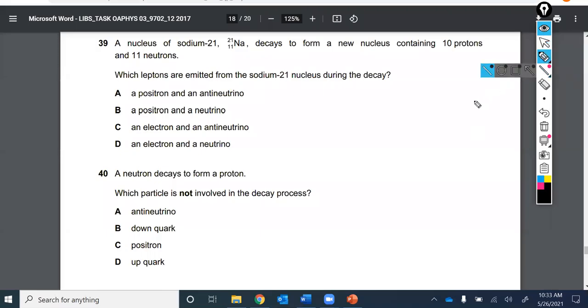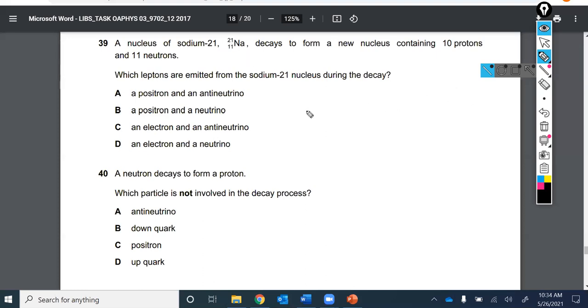All right, in these worked examples, we'll be looking at questions 39 and 40 related to radioactivity. Question 39 reads, a nucleus of sodium-21, with 21 nucleons and 11 protons, the atomic number is 11 for sodium, decays to form a new nucleus containing 10 protons and 11 neutrons. So I kind of want to immediately draw that out as a reaction.